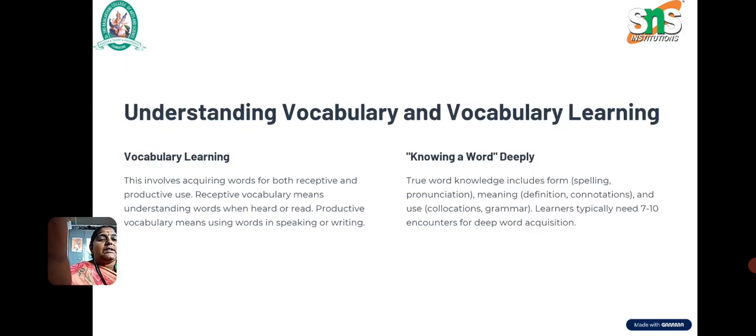So, understanding vocabulary and vocabulary meaning. Vocabulary learning involves acquiring words for both receptive and productive use. Receptive vocabulary means understanding words when we hear or read them. Productive means how we use words in speaking or writing. Knowing a word very deeply means spelling, pronunciation, connotations, and collocations. Learners typically need 7 to 10 encounters for deep word acquisition.